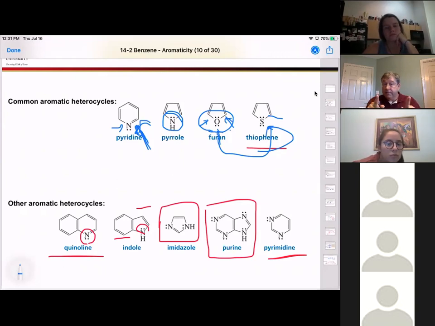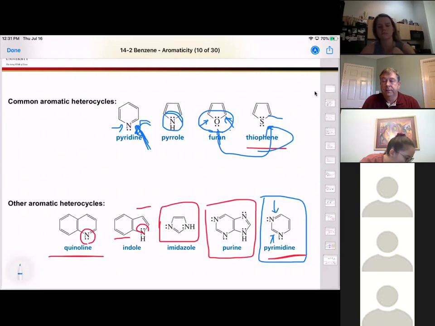Let's do one more. Let's look at this one right here, pyrimidine. The lone pairs on each of those nitrogens are in the hybridized orbital because there's a double bond to each of the nitrogens. So that means those lone pairs are in the hybridized orbital and don't count toward aromaticity.